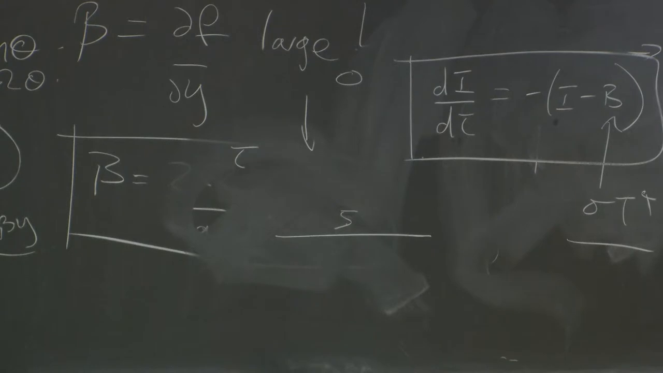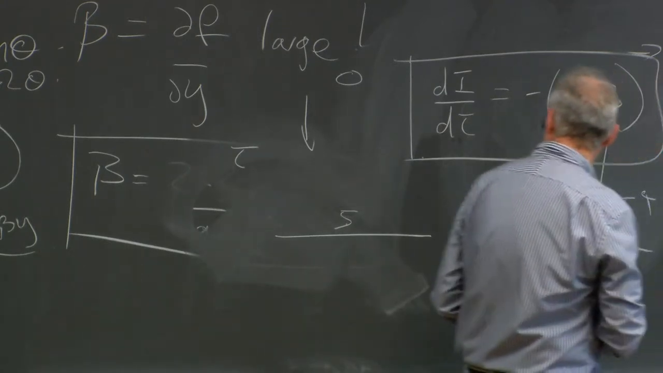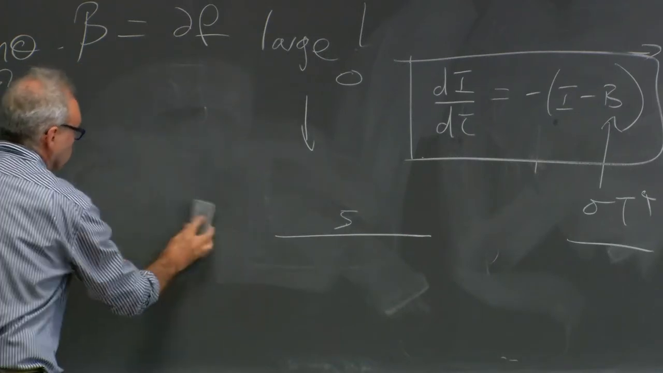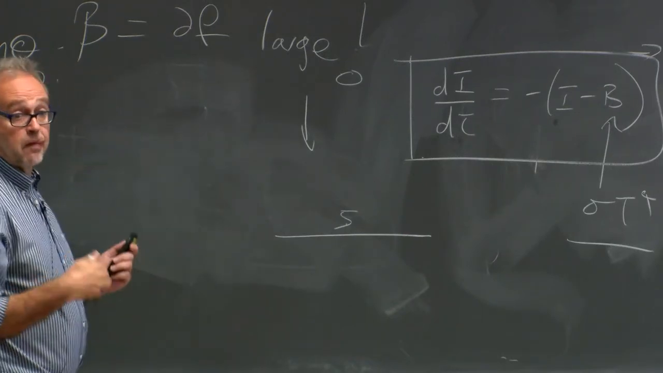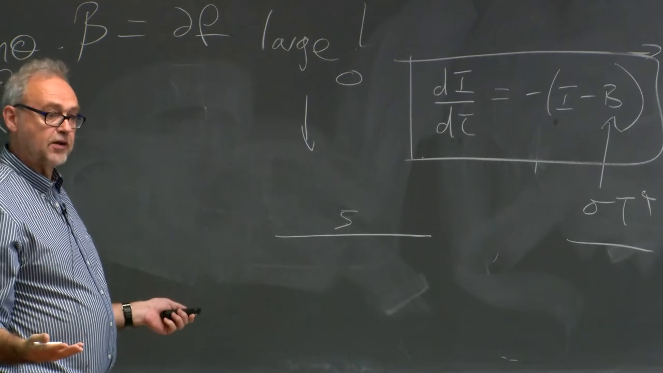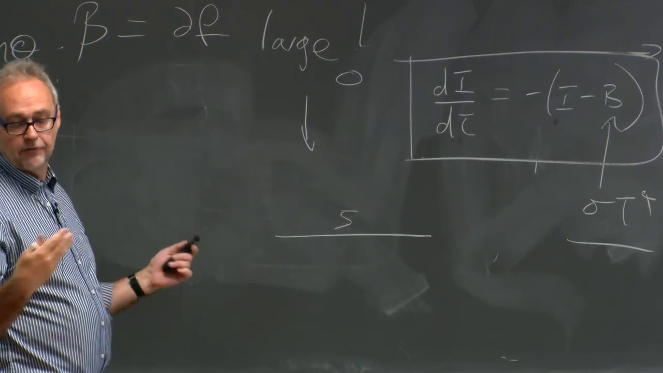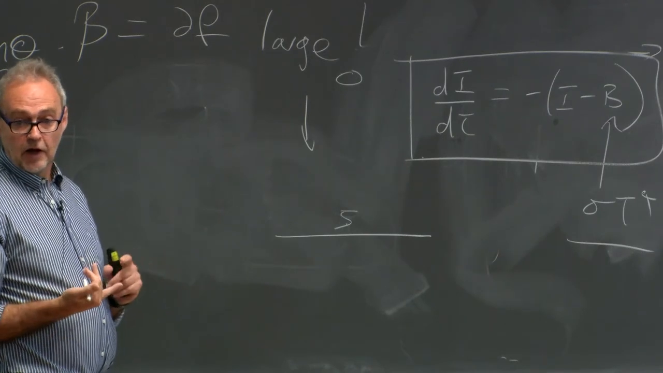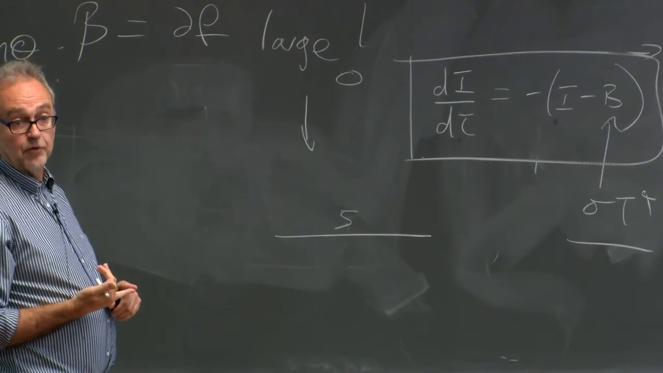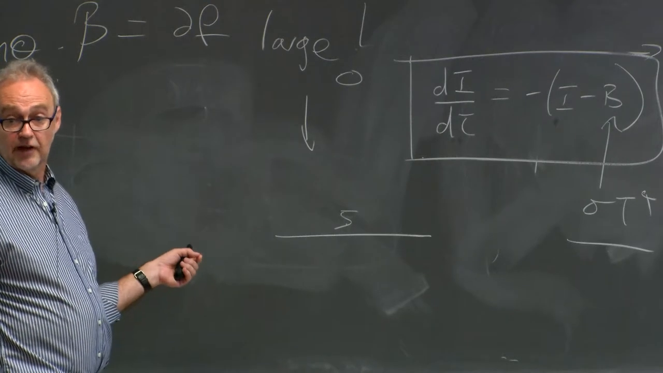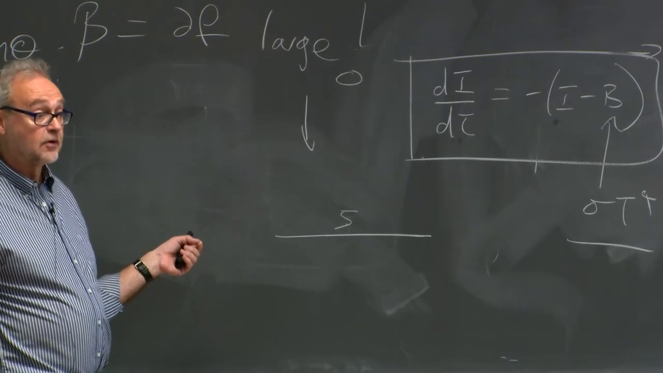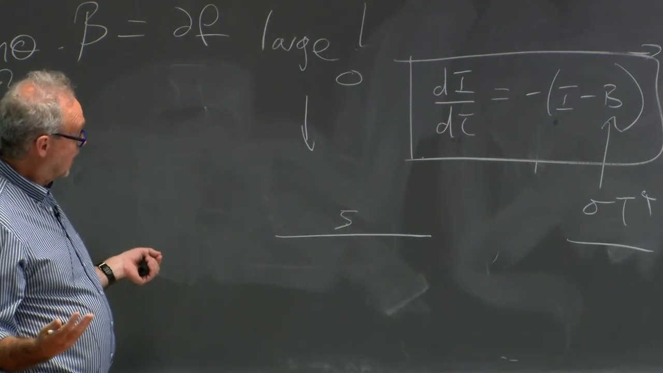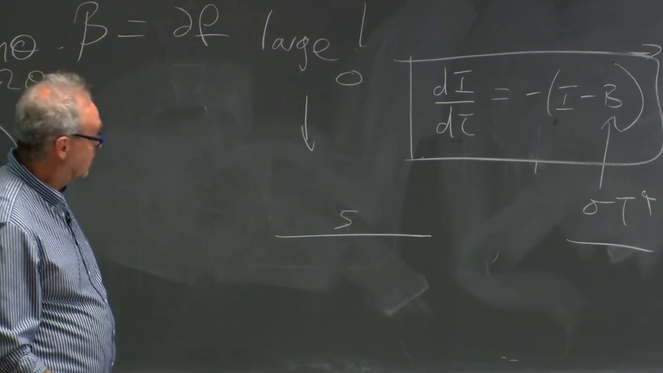Now, tau is a function of the atmospheric composition. The main greenhouse gas in the atmosphere is, what's the main greenhouse gas in the atmosphere? Water vapor. Yeah, not carbon dioxide. Water vapor. Carbon dioxide is number 2.